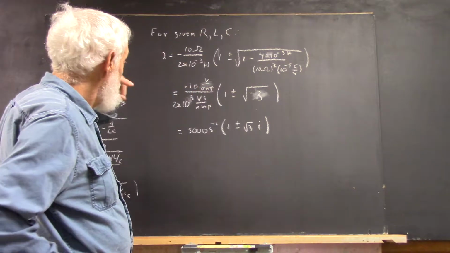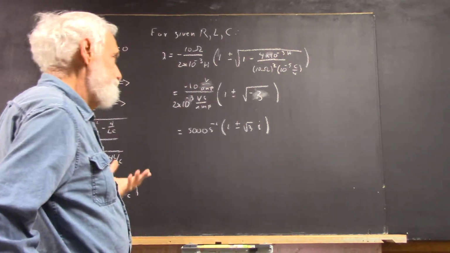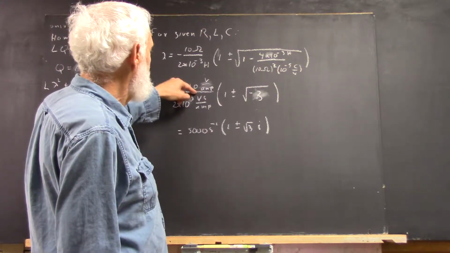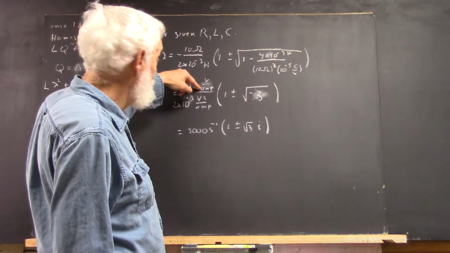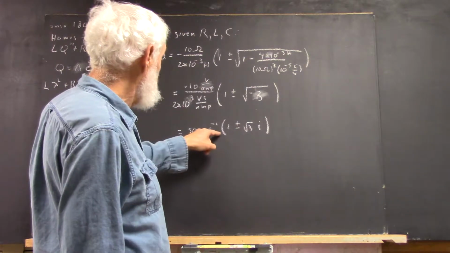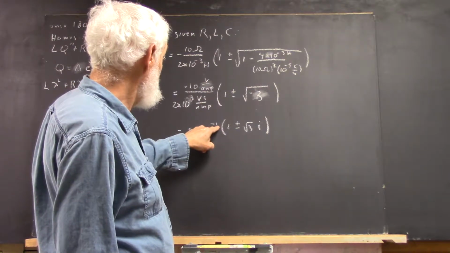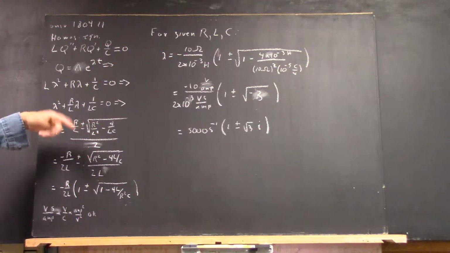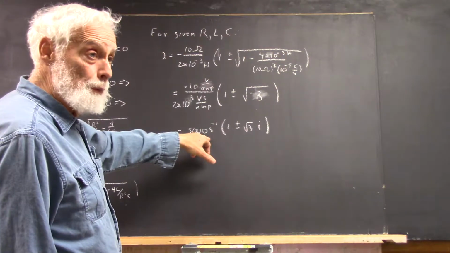So if I look at that, I've got a per amp, I've got a volt per amp here and a volt per amp here. That's just going to leave me a second in the denominator, right? So I've got reciprocal seconds. It looks like a -2. It wasn't, but it looks like it.